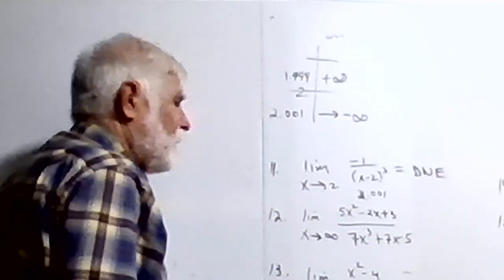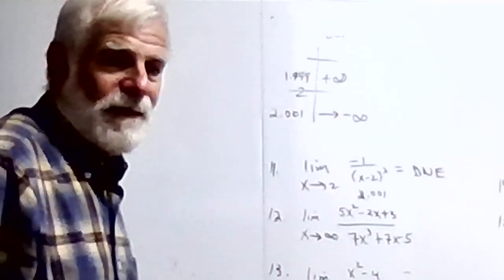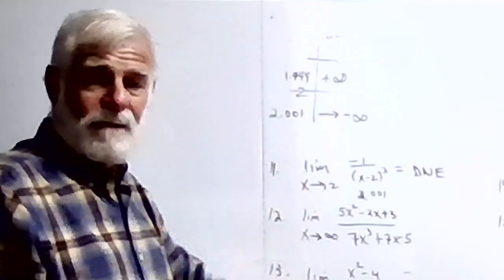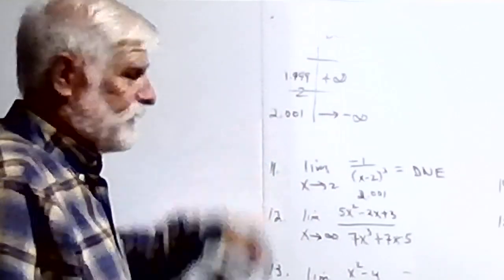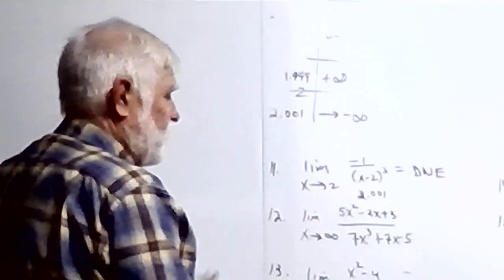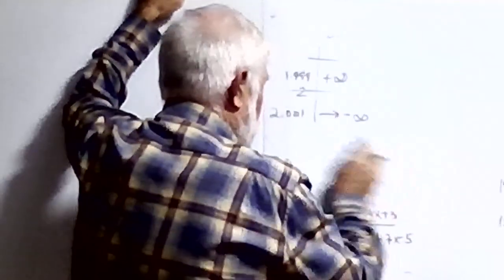Okay? And this has got asymptotic behavior at x equals 2. On one side I'm going to positive infinity, the other I'm going to negative. So on the right side I'm going to negative, on the left side I'm going to positive, so we say it does not exist. Alright, going just 19 problems here, we're getting there.